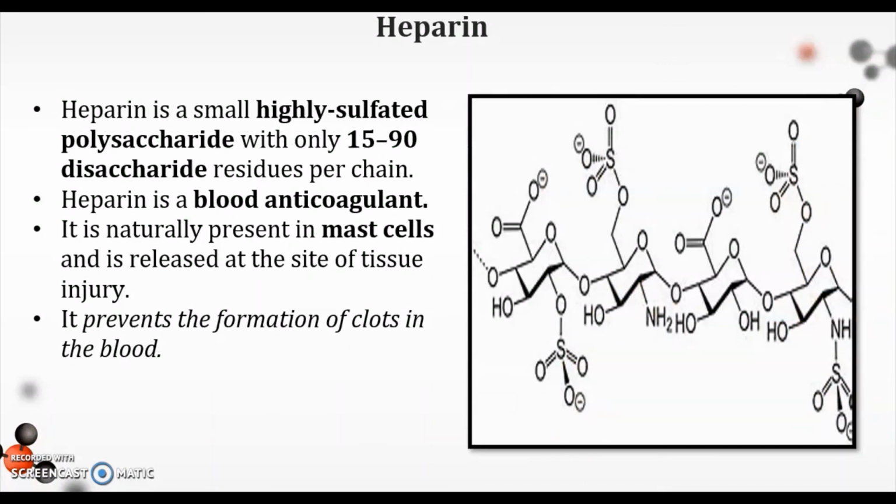The next one is heparin. This is a small, highly sulfated polysaccharide with only 15 to 90 disaccharide residues per chain. It is a naturally occurring blood anticoagulant. It is also present in mast cells and is released at the site of tissue injury. It prevents the formation of clots in the blood.